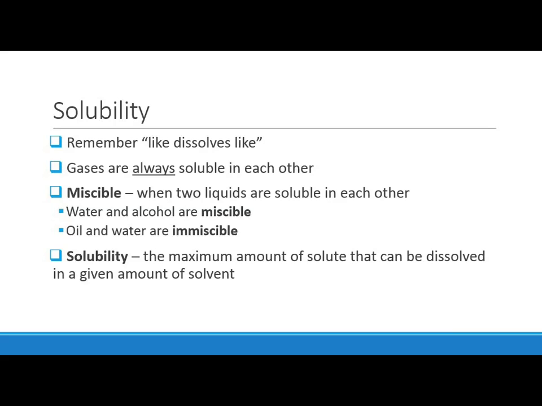So for instance, if I took a glass of water and I started to dump some salt into it, at some point I would kind of max out the solubility, right? The salt would no longer be soluble because the water simply cannot hold any more salt, in which case the salt would just start to accumulate at the bottom of the glass.